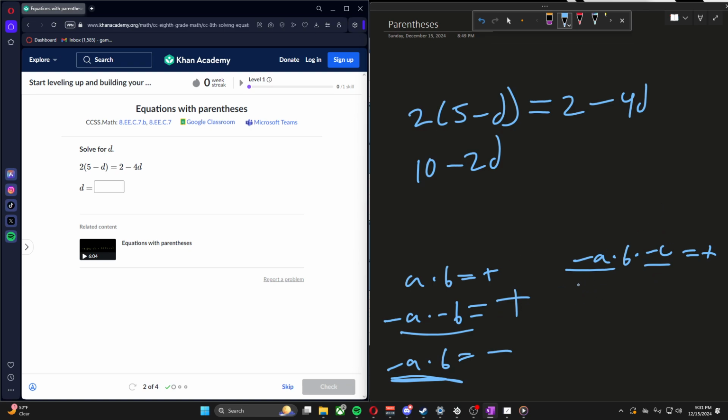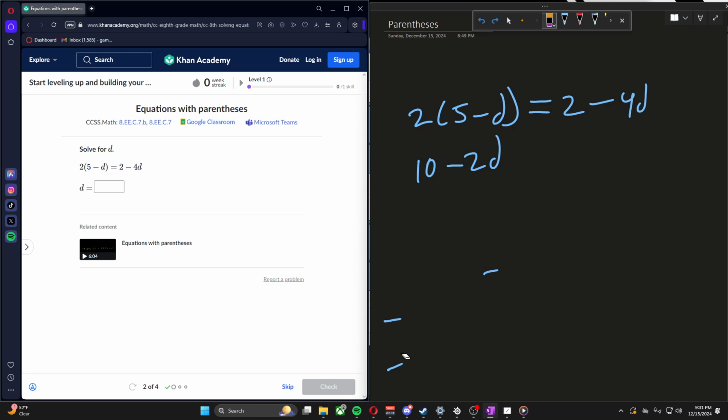But the way I like to remember it is that if there's an odd number of negatives, then the equation will be negative. If there's an even number of negatives, the equation will be positive. Just a little side tangent for you to understand how to multiply negative numbers, if you didn't already know.